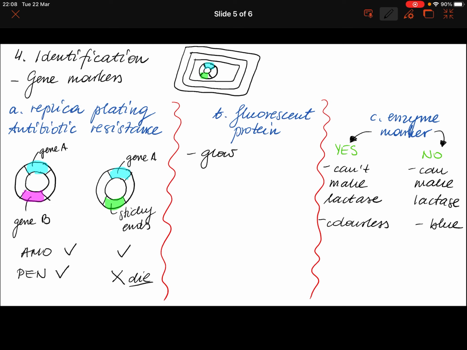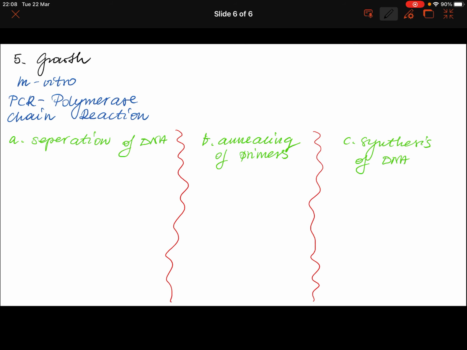So now I've done all the checks. I can see that my gene was taken up, so I'm ready for the growth. I can make many copies of my gene. This process is called PCR, polymerase chain reaction. I'm going to make copies of my gene. However, it's different than DNA replication because it happens outside of living organisms. Hence, it's called in vitro. This process is made of 3 main stages.